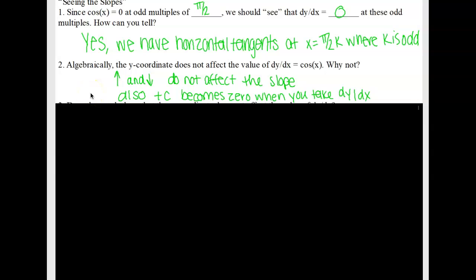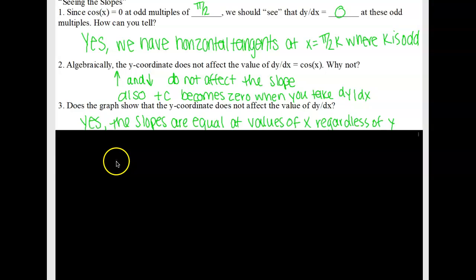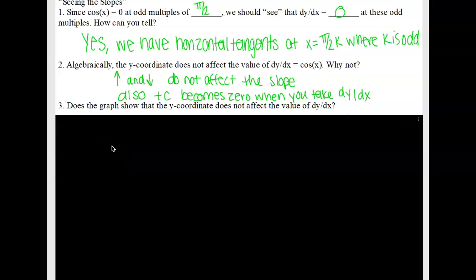Plus c, that would affect the y value, will automatically zero out. Right? Yeah, but I don't like it because it's not what I was expecting. Like when you fit into the compared by a 1. I didn't know that. It's just unusual. It's not what you expect. Does the graph show that the y coordinate does not affect this?